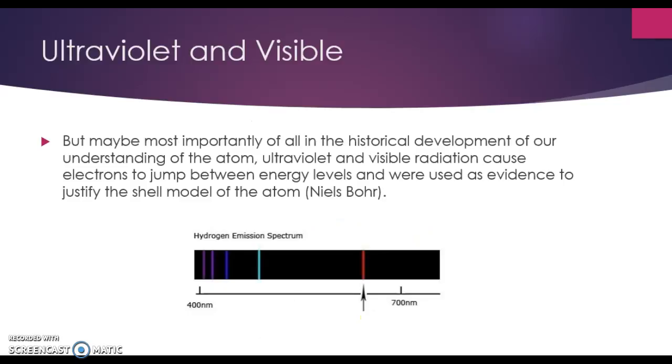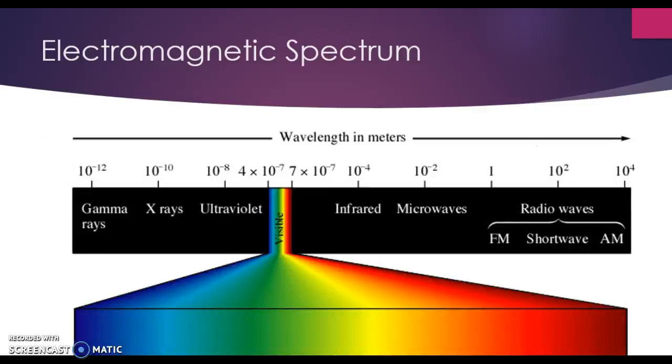But the most important one that you'll actually have to apply is the ultraviolet and visible light that was used by Niels Bohr as evidence to justify his shell model of the atom when he observed the emission spectrum of hydrogen. To understand that data of Niels Bohr, we need to understand the electromagnetic spectrum, which is pictured here.